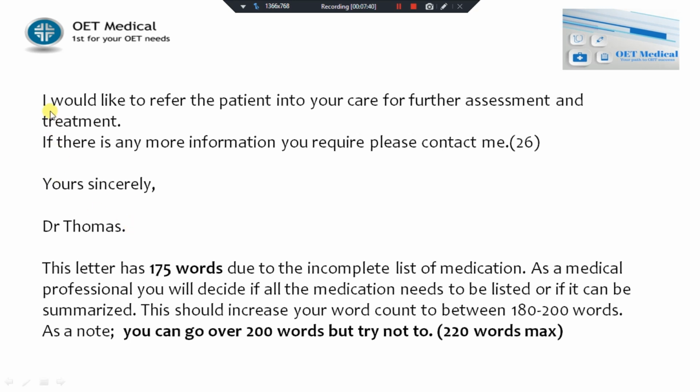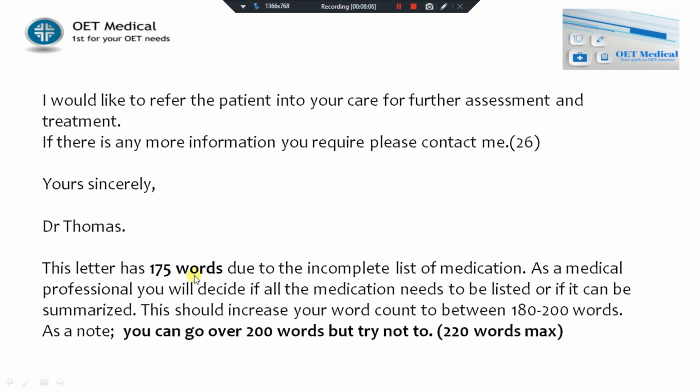So you begin by saying, I would like to refer the patient to you. This is your request. You're requesting it. That should be clearly indicated in your letter. And then standard, if there is any more information you require, please contact me. And then your valediction, yours sincerely, and then your name.